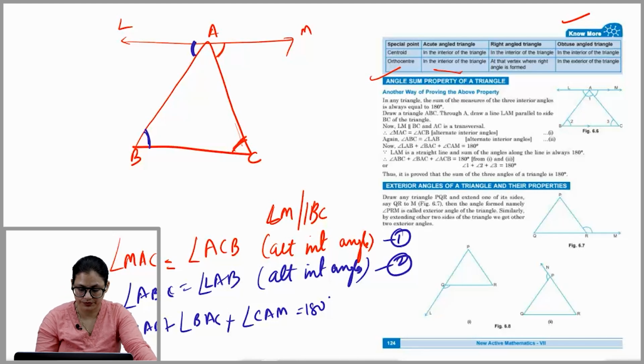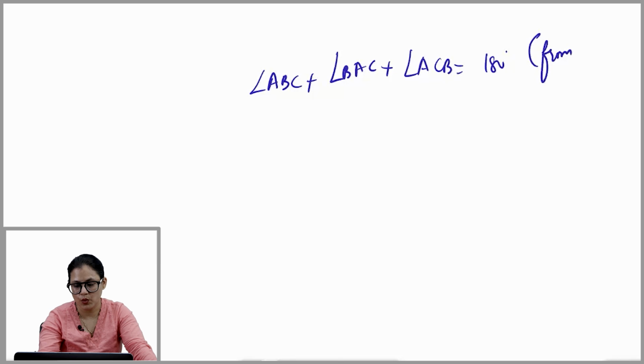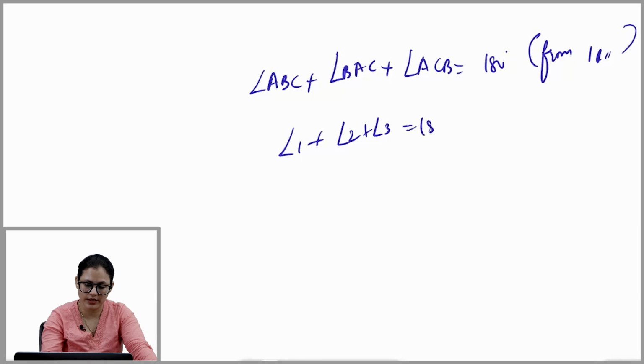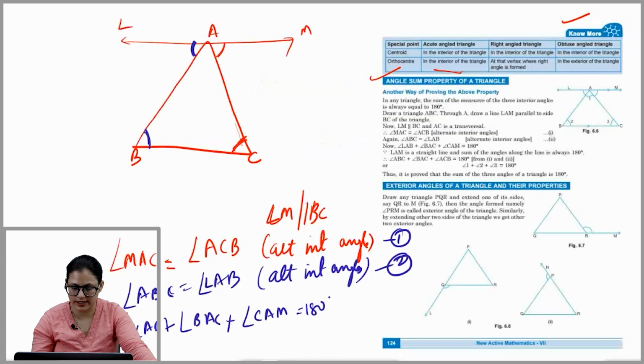Now, what will we write? We'll write angle ABC plus angle BAC plus angle ACB is equal to 180. Why? From equation 1 and 2. So angle 1 plus angle 2 plus angle 3 is equal to 180 degrees. So it is proved that the sum of the three angles of a triangle is 180 degrees.